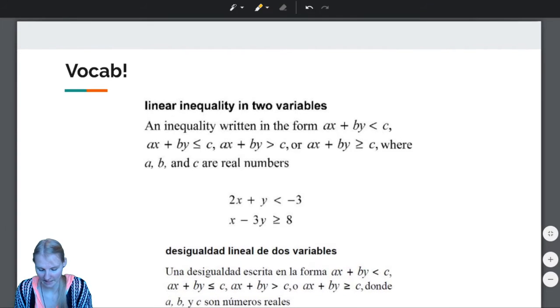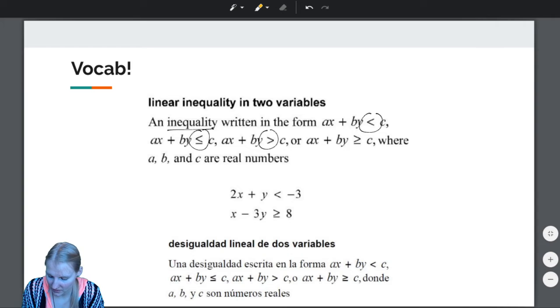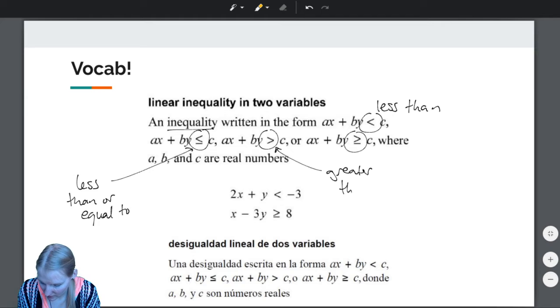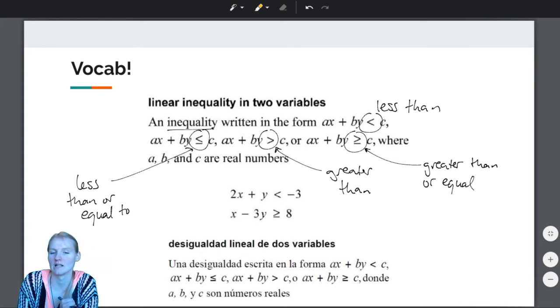Here is what a linear inequality in two variables is. An inequality, remember, means these symbols right here: less than, less than or equal to, greater than, or greater than or equal to. So these are not equations, they are inequalities. They're not equal, they're bigger than, they're smaller than, they're greater than or equal to, something like that.